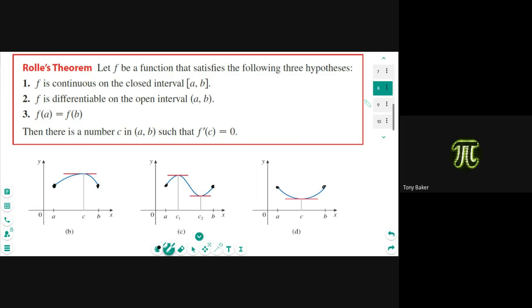This is what happens in the 1700s. Let's see, when did Rolle come up with this? 1691.